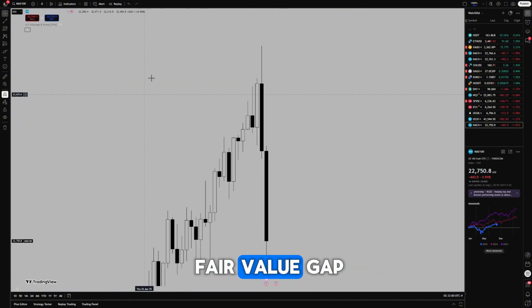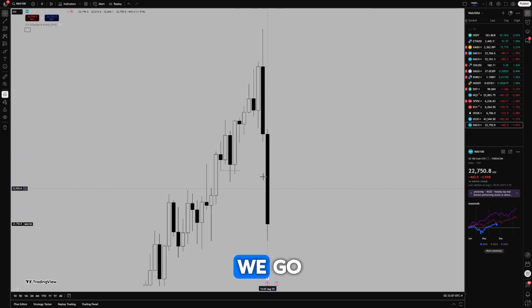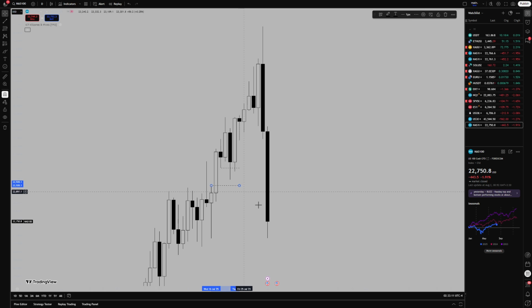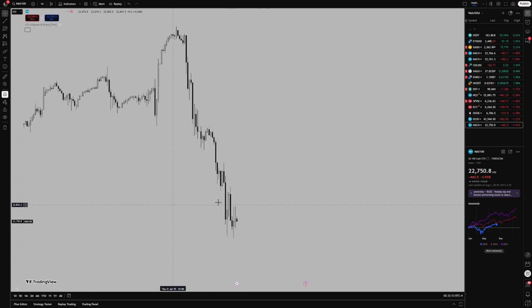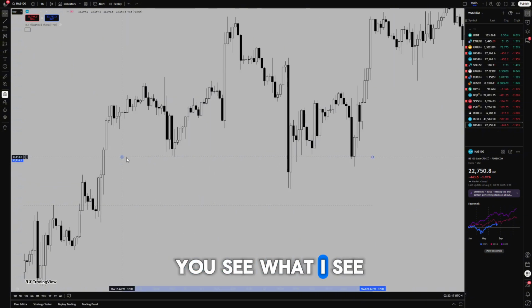Let's mark out any fair value gap. Let's mark this out right here, okay? I'm going to mark out the low. If it lets me draw, that'd be amazing. There we go. That's the low, and this is the high right there, okay? Let's go on the hourly. There you go. Do you see what I see?